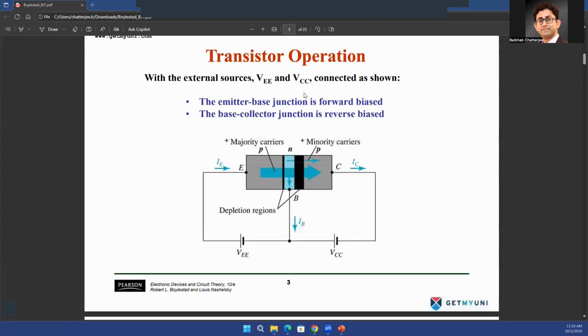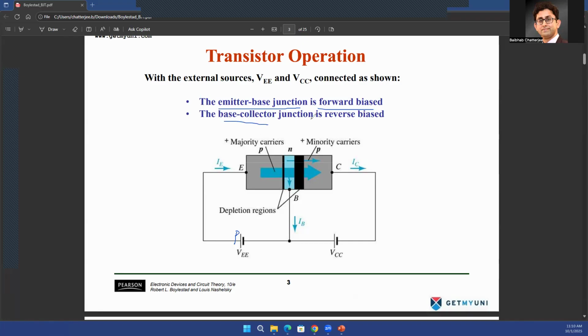All right. Now, how does this transistor operate? To make sure that the transistor operates correctly, the emitter to base junction is forward biased. So this is the PN junction diode. Of course, you will connect the positive side of the battery to the P type emitter and the negative side of the battery to the base, so that this PN junction is forward biased.